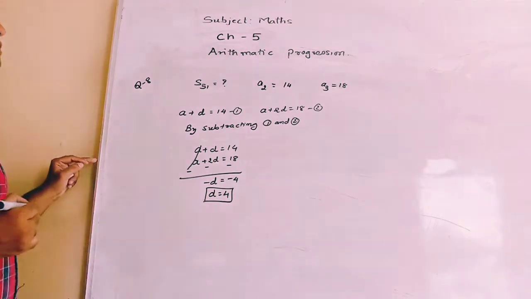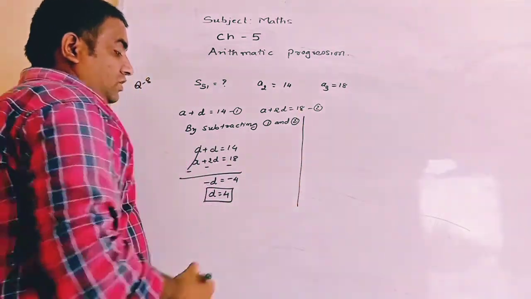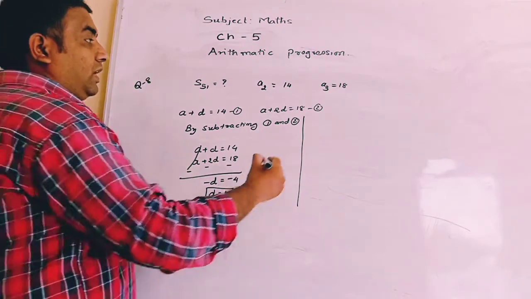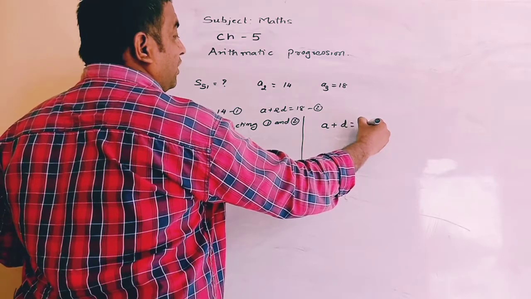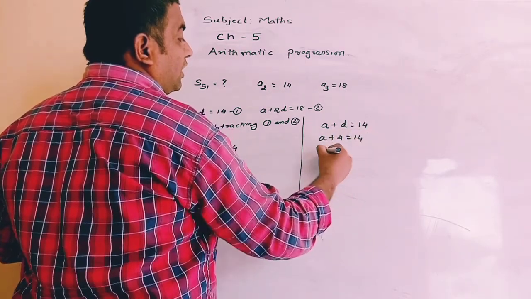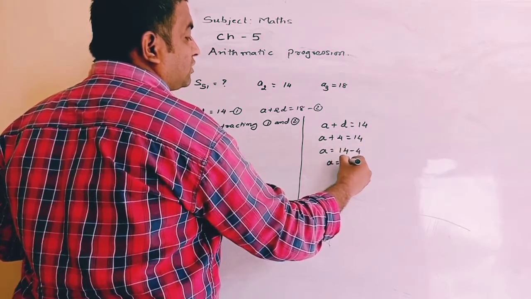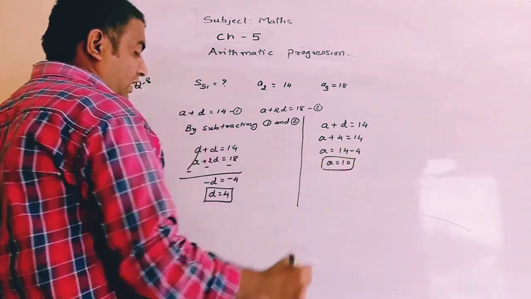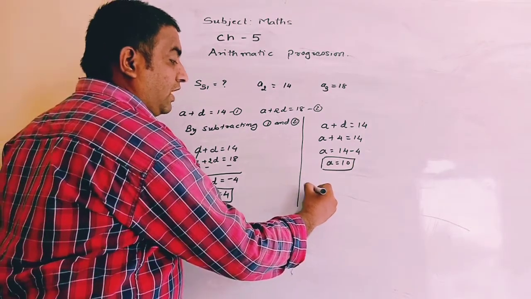Now D equals 4. So A we want. So A plus D equals given 14. So A plus 4 equals 14, and so A equals 14 minus 4, A equals 10. So we get the A and D. So S51 we can easily find out.